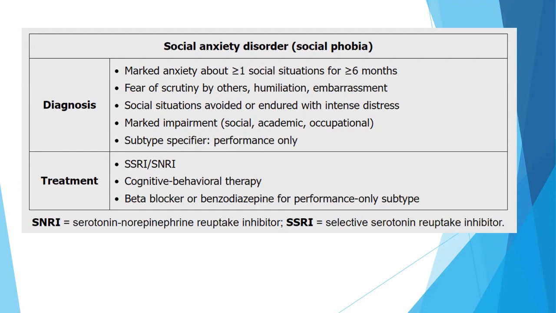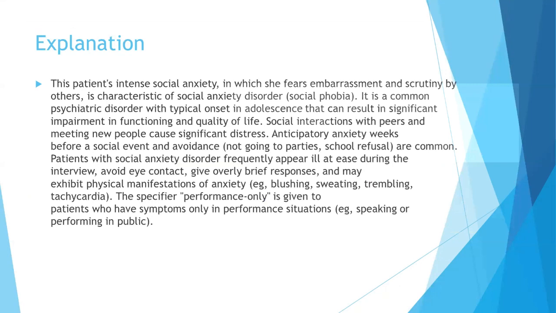Same as mentioned in our question, marked impairment in the social, academic, and occupational behaviors, and sometimes specific when there is only performance-only social anxiety, when the patient wants to give a speech in front of the school assembly, then only she has some sort of anxiety. The treatment is generally by SSRI or SNRI. Cognitive behavior therapy is very, very useful, and we also give beta blocker or benzodiazepine for that performance-only subtype of the social anxiety disorder. So this patient's intense social anxiety in which she fears embarrassment and scrutiny by others is characteristic of social anxiety disorder.